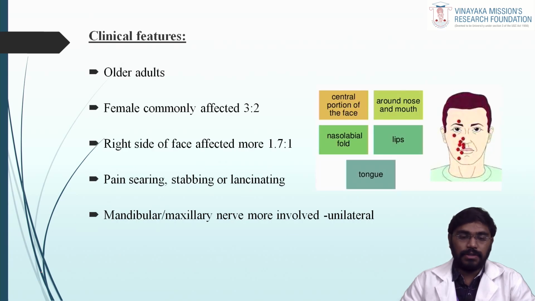So next comes the clinical features. It usually affects older people. Females are most commonly affected, the ratio is 3:2. The right side of the face is affected more, at 1.7:1. Pain is searing, stabbing or lancinating. Maxillary or mandibular nerve is more involved, unilaterally, either right side or left side. Usually it affects the right side of the face, and females are most commonly affected. The trigger zones are central portions of the face, around the nose and the mouth, nasolabial fold, lips and tongue. These are the sites where the trigeminal pain occurs.